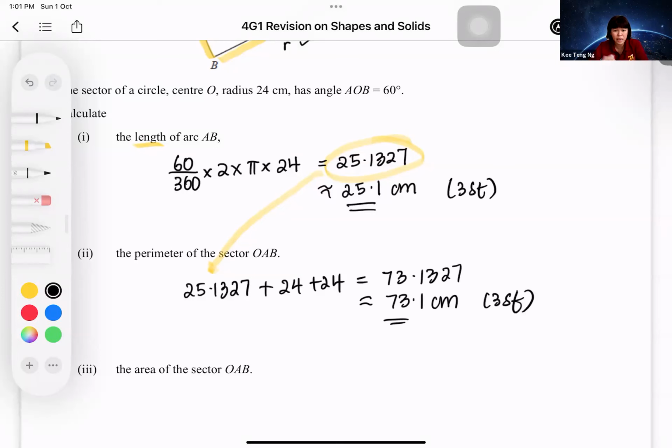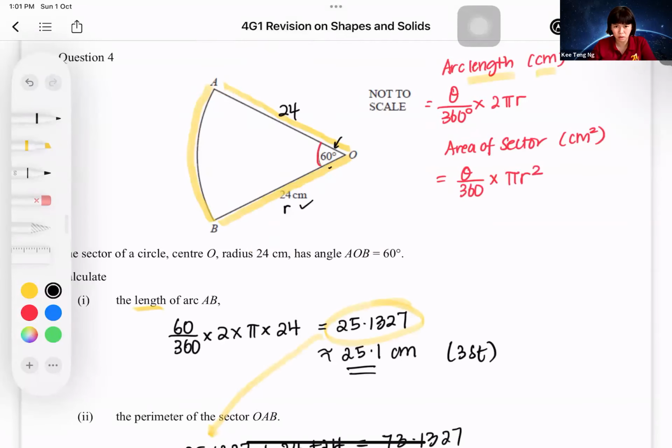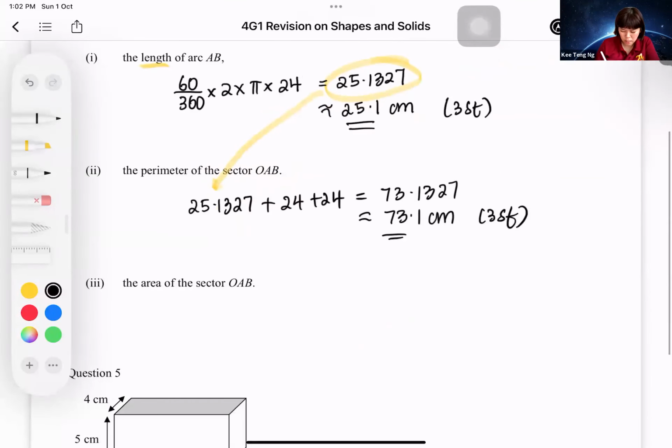Next one, find the area of the sector AOB. So area of the sector will be theta over 360 times pi r squared, in cm squared. So that will be 60 degrees over 360 times pi r squared. Radius was 24 squared.